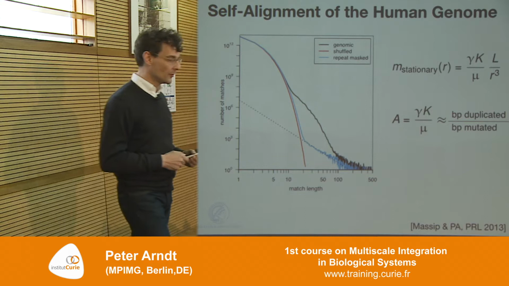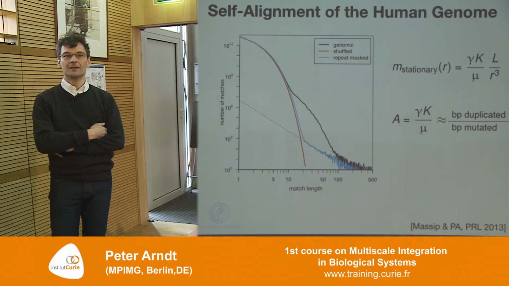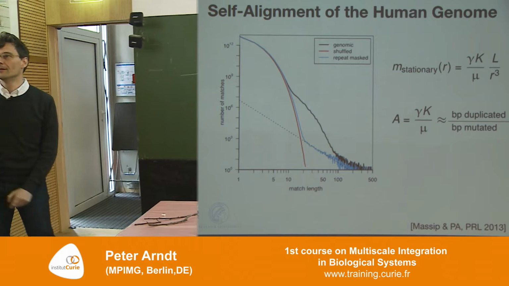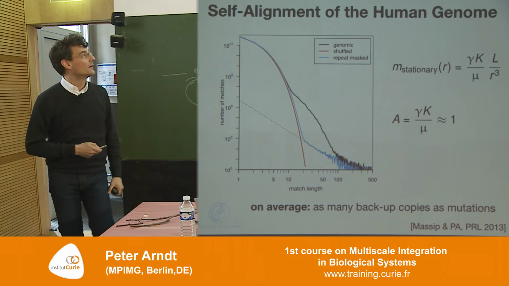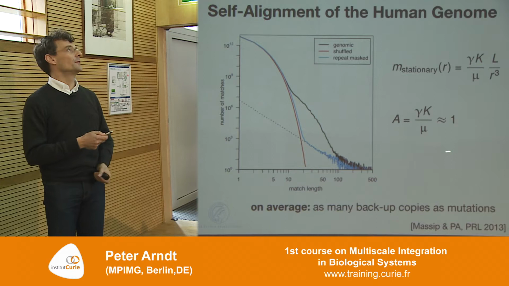What do you think, how large is this number? It's the number of duplicated base pairs per time over the number of mutated base pairs per time. From this plot here, we see that this number is very close to one. And the next surprise is, why should the ratio of those numbers be more or less one?